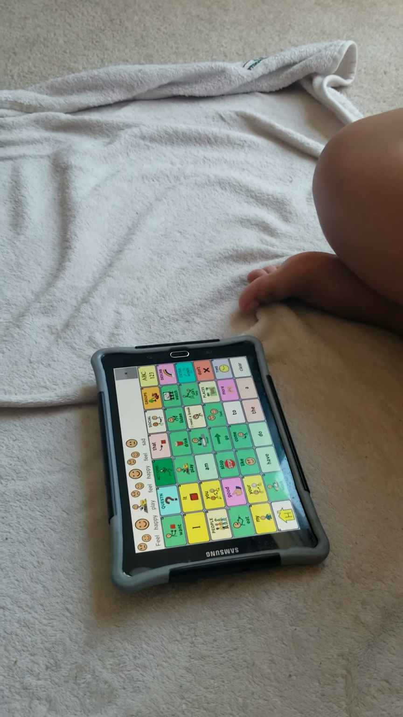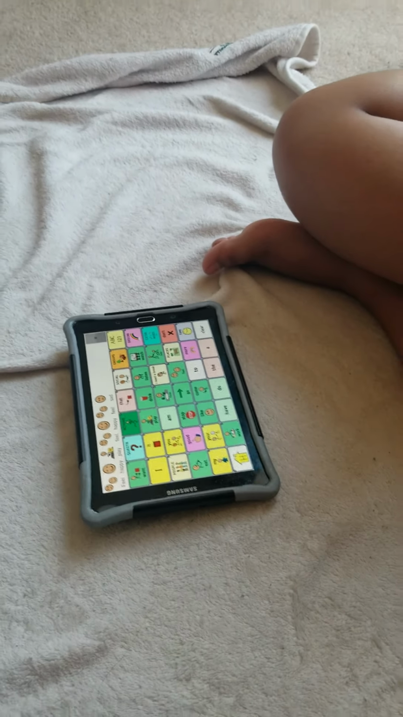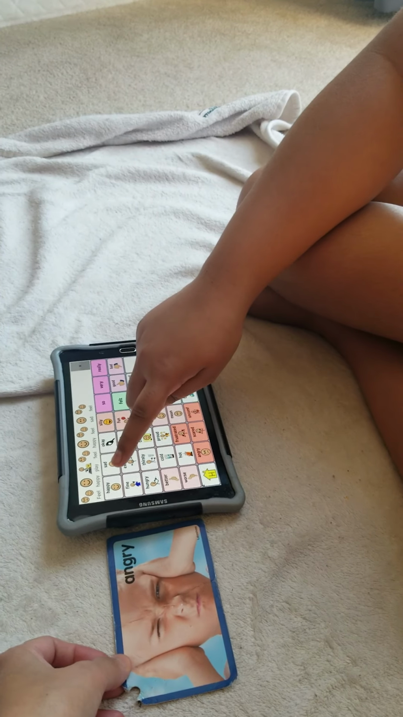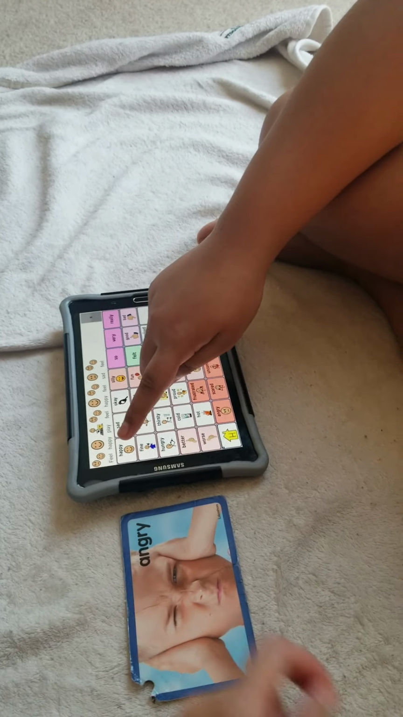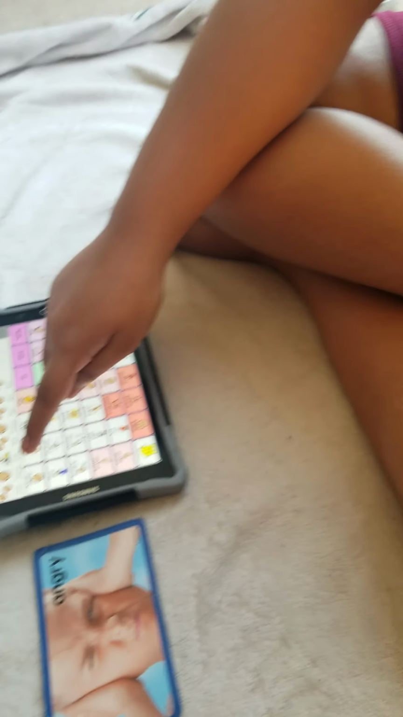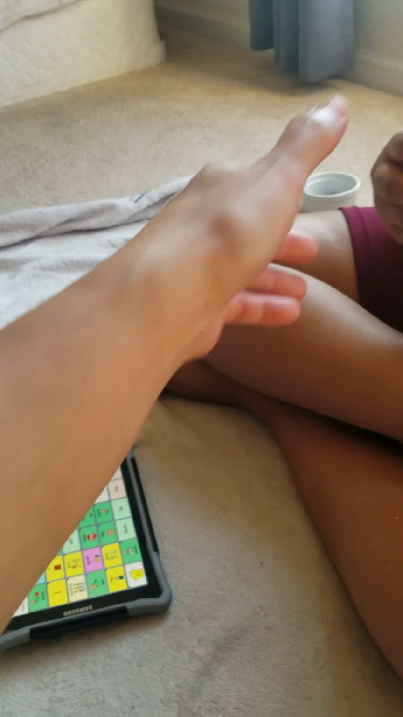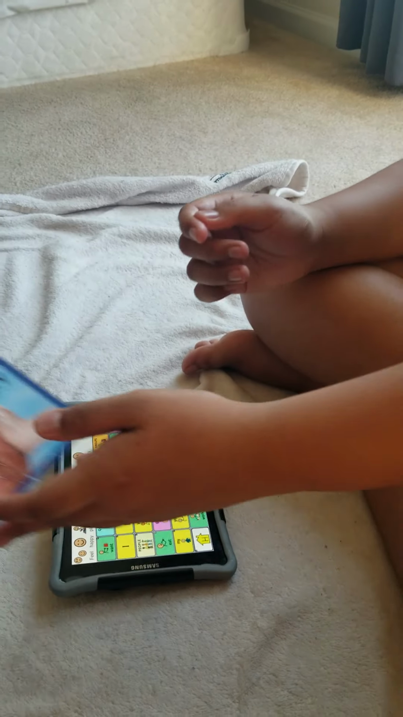How about this card, Keshav? What do you think the boy is feeling? Does he feel angry? Do you think? Angry. Good job. Yes, the boy is angry.